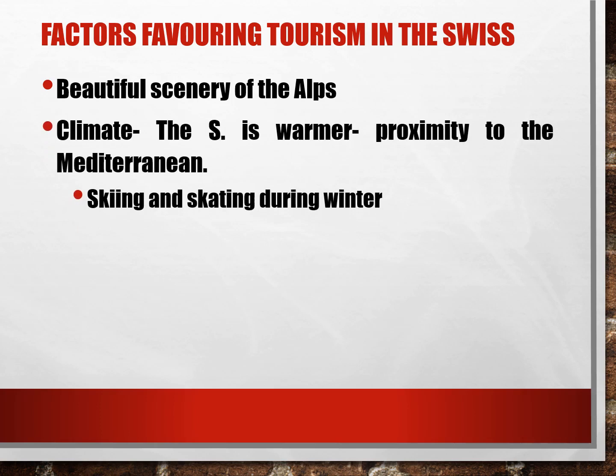The climate, especially towards the south. The area towards the southern parts of Europe is closer to the tropics, and again because of the moderating effect of the Mediterranean Sea, that area is relatively warmer as compared to the north, which is a little bit cold or very cold.